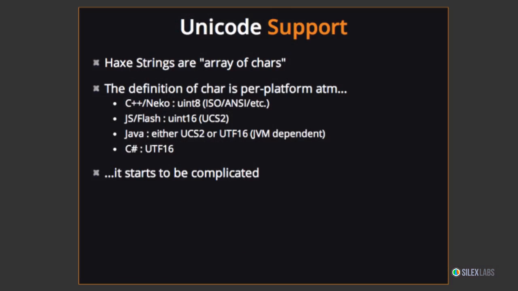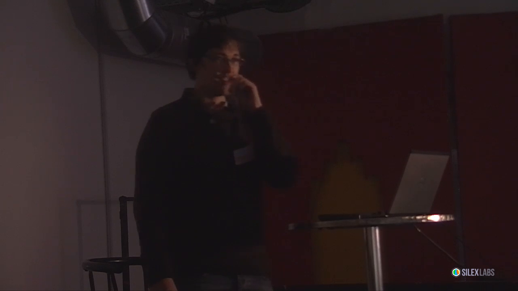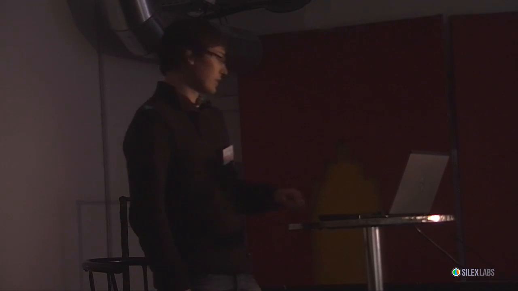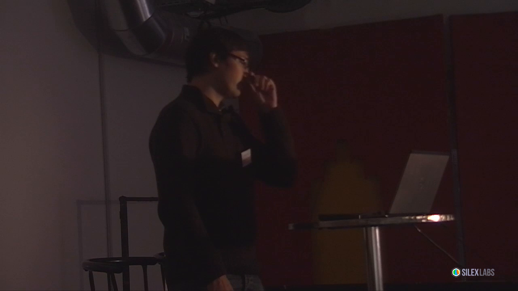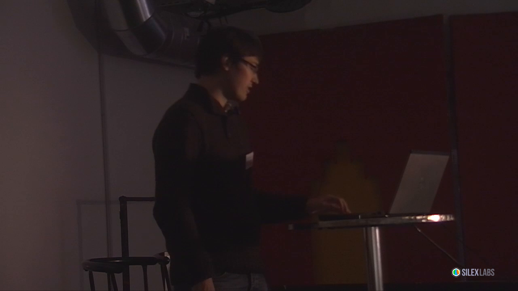Unicode support was something that was requested several times. It's actually quite a complex one, so I will go into quite extensive and hardcore details about that. Sorry about it. Haxe strings are arrays of chars. That's the same whatever the platform. The problem is that the definition of char itself is per platform at the moment. A character is, for instance, in C++ or Neko, an int, 8 bits, so it can be ISO, ANSI, whatever. It's just kind of raw characters.